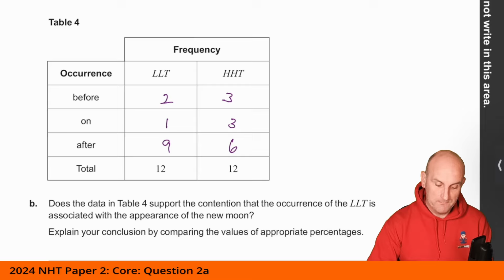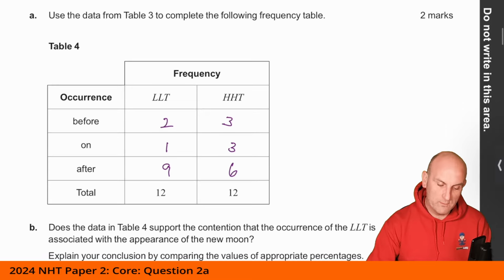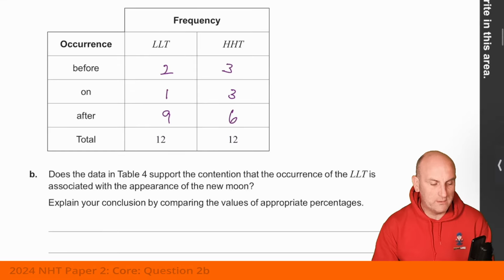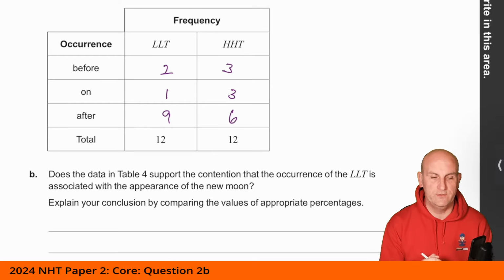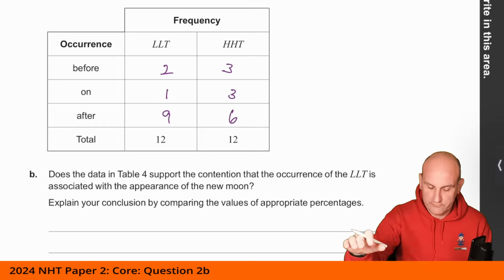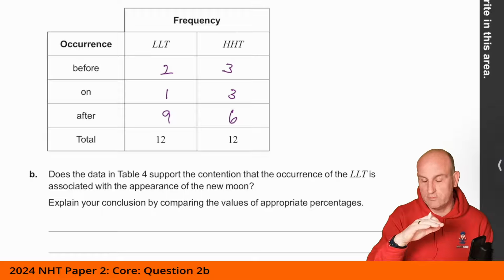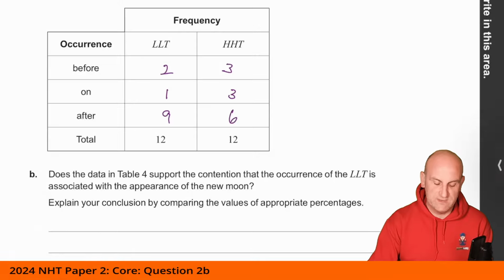Okay, cool. Part B. 2 marks. If I was going to hazard a guess, 1 mark for all those numbers correct and 1 mark for those correct. Does the data in Table 4 support the contention that the occurrence of the LLTs is associated with the appearance of the new moon? Now, this is very different from what we've seen before. Normally, we've had a table and you've got to go across the rows or across the columns. But no, this was a bit of a spanner in the works.